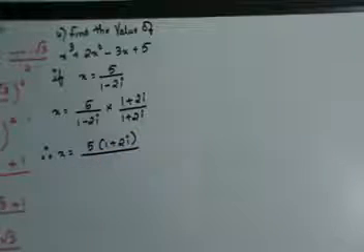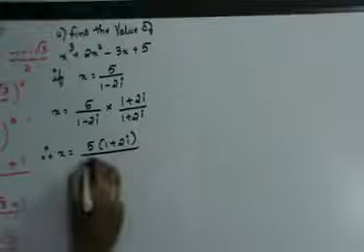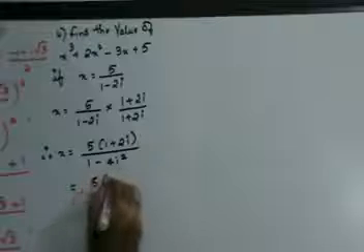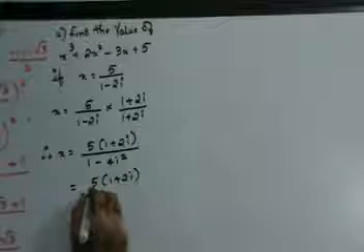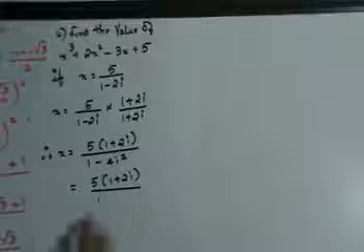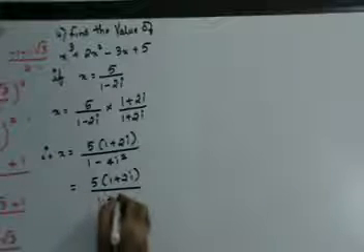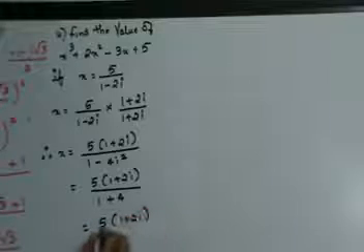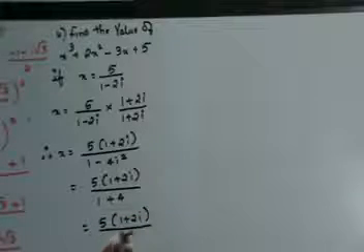In the denominator it is in the form (a minus b)(a plus b), so this will be a square minus b square. 5(1 plus 2i) over 1, i square is minus 1, minus 4 into minus 1 is plus 4. This is 5(1 plus 2i) upon 5. 5 and 5 get cancelled. Therefore I get x is equal to 1 plus 2i.